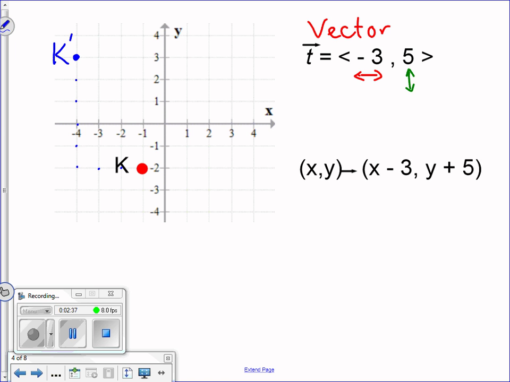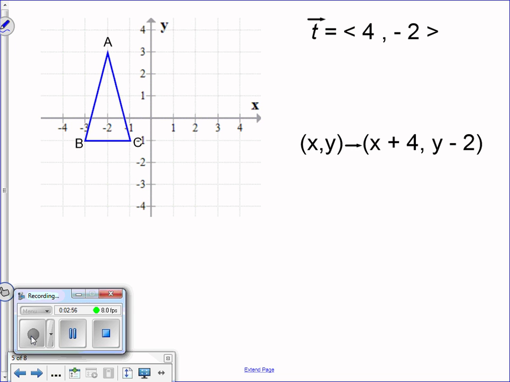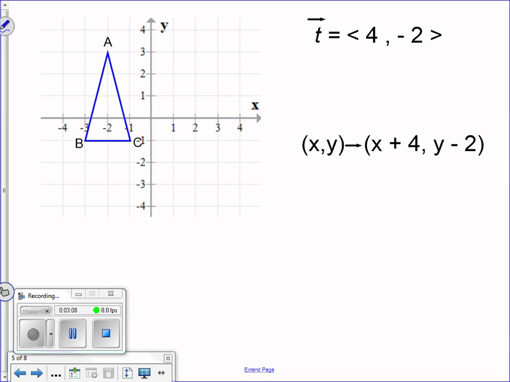Now this rule here is telling me the exact same thing. This symbol here, which is different than the one we used in conditional statements, that had 2 bars on it. This one only has 1, and this is the word maps to. All right, why don't you put me on pause and move this triangle using the vector t in accordance to the rule. Both of these represent the same vector. It's just different notation you might experience at different times, different places.